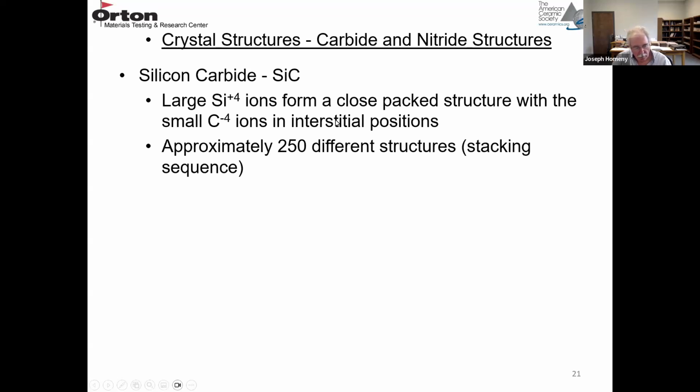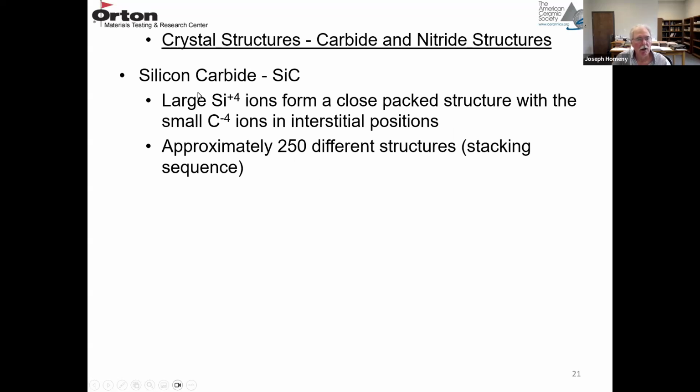So we went over binary and ternary crystal structures. I also want to include carbide and nitride, especially silicon carbide and silicon nitride. Both are high temperature refractory materials. They suffer from oxidation at high temperatures, so they have to be protected.